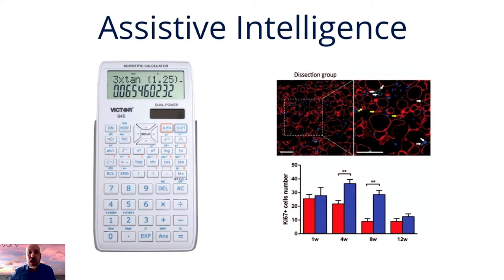Well, if we're looking at 100 potential drug candidates, then we're generating over 300,000 data points, which is far too many for any human mind to correlate at once. And this is where assistive intelligence can come into play.